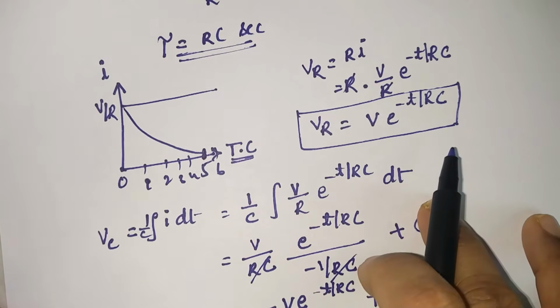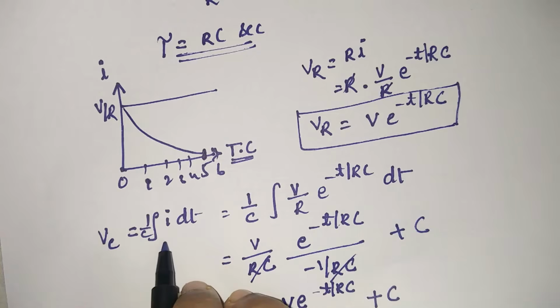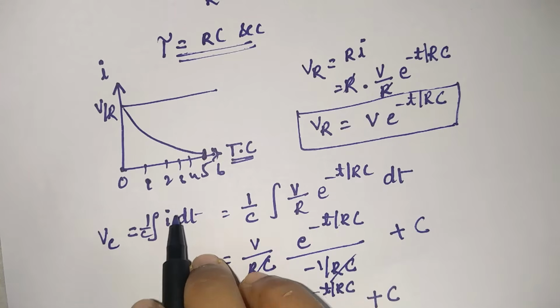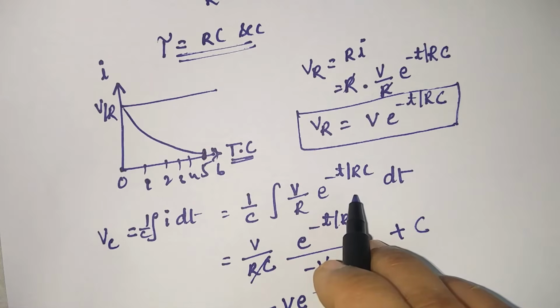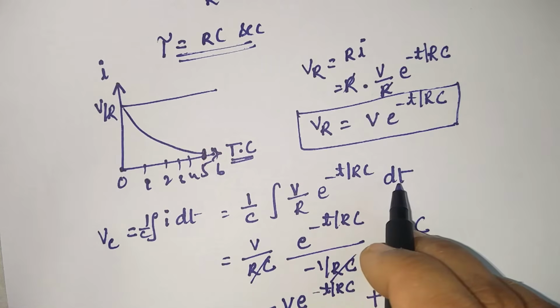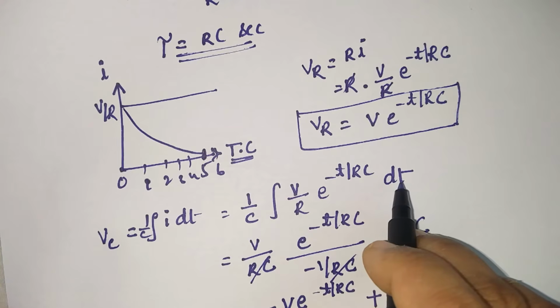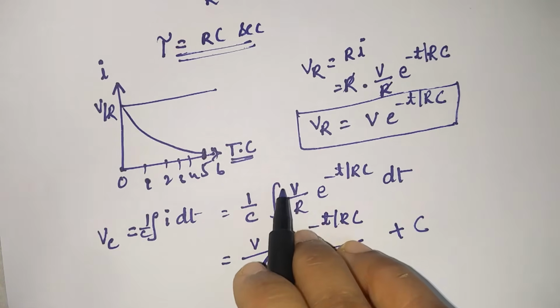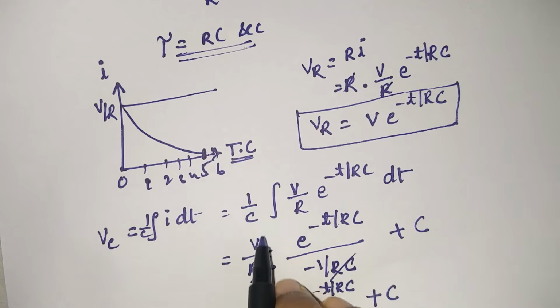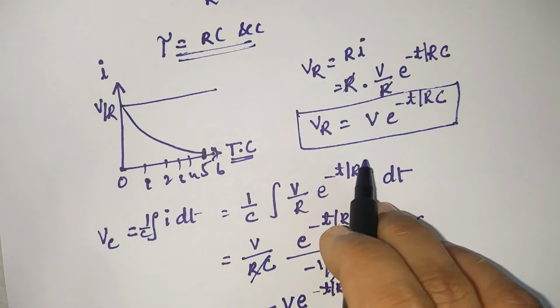Similarly, voltage across the capacitor also we may find. That is what? 1 by C integral I dt, right? So 1 by C, put the expression for current I, and integrate with respect to t. So this is a constant value, right? Take it outside the integral, that is V by RC into e power minus t by RC.